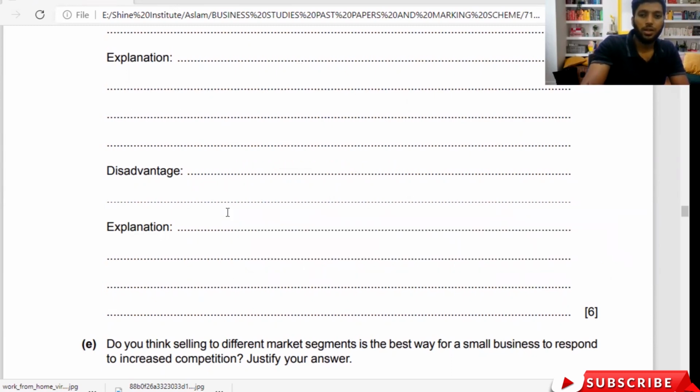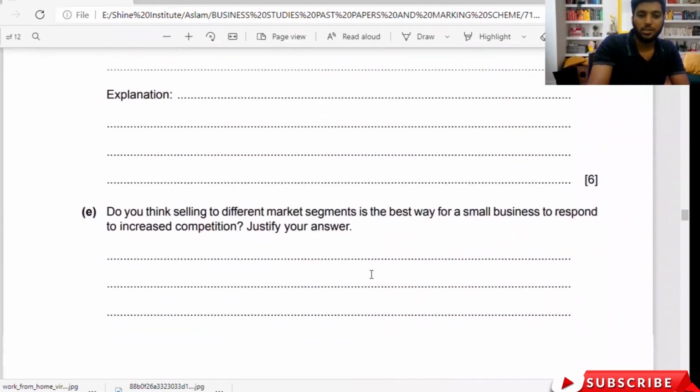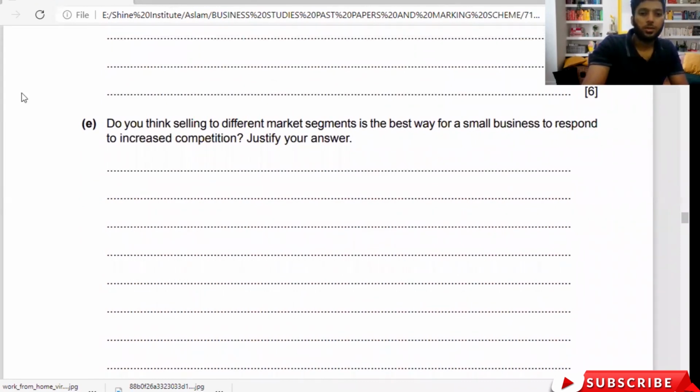Let's move on to the last part, which is the hardest part of writing an answer paper. Consider this as the point, because these questions are very tricky. You need to be very careful when you're writing the answer for this. So it says, okay, let's move on to the point. Do you think selling to different market segments is the best way for a small business to respond to increased competition? Justify your answer.